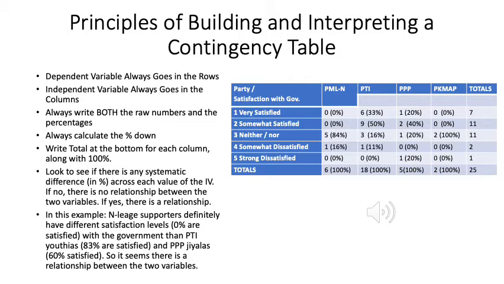Well, here we can see that there clearly is a difference. Noon League supporters, none of them are satisfied with the government, either very or somewhat satisfied, 0%. PTI voters, 83% of them are either very or somewhat satisfied with the government. People's Party supporters, 60% of them are satisfied with the government. And then 0% of the Pakhtunkhwa Milli Awami Party voters. So very clearly, there is a difference across each value of the independent variable. So there seems to be a relationship between the two variables.